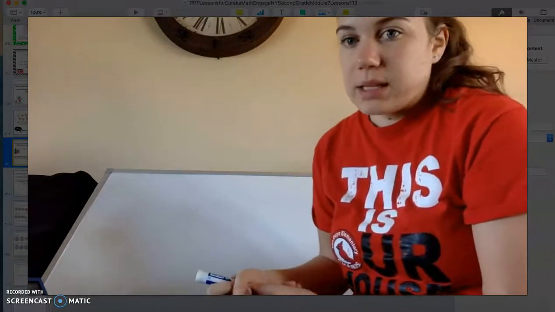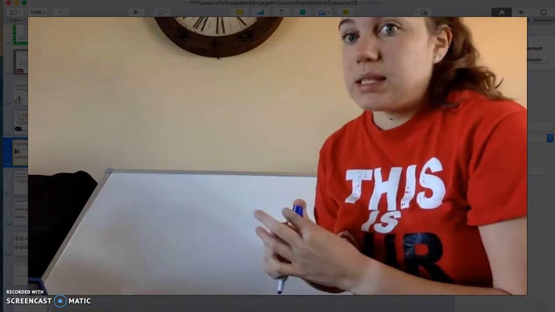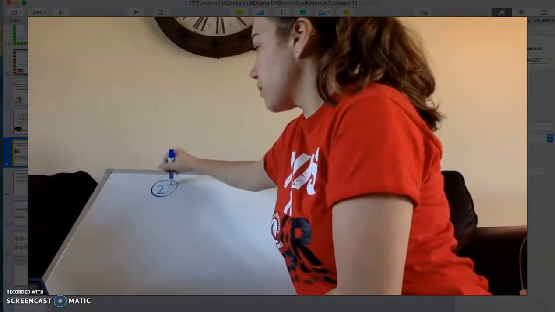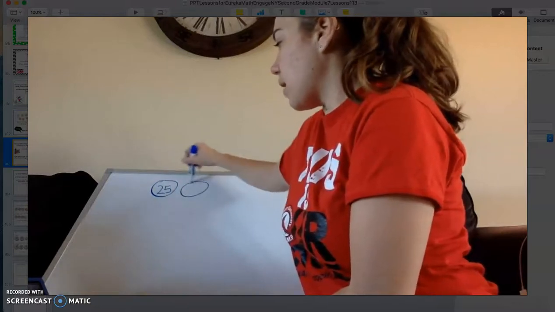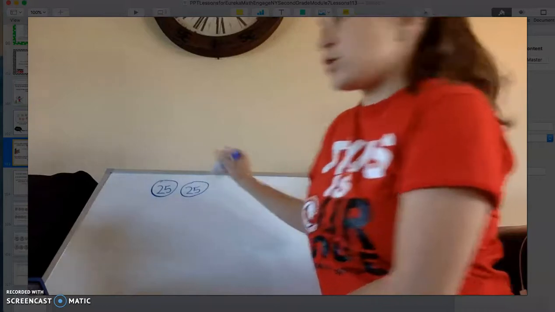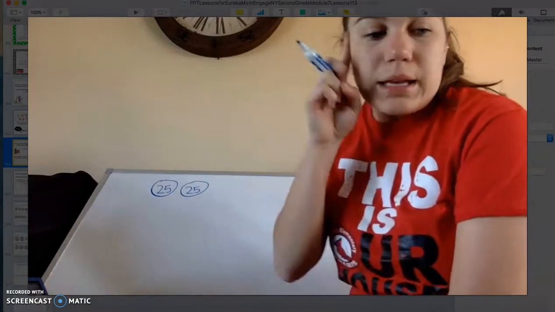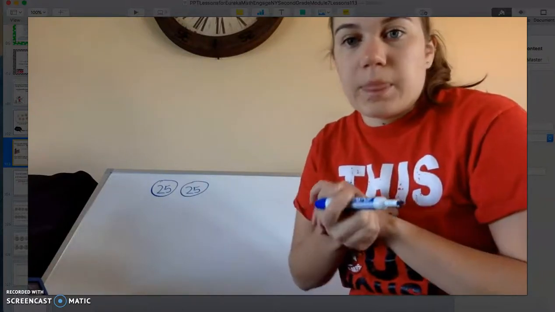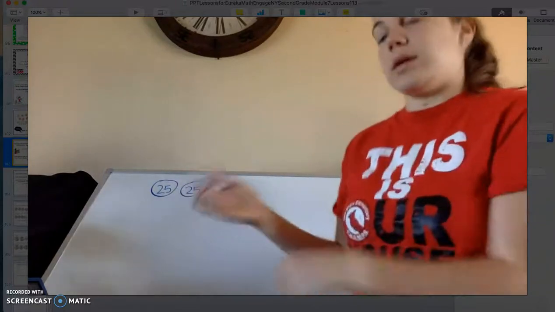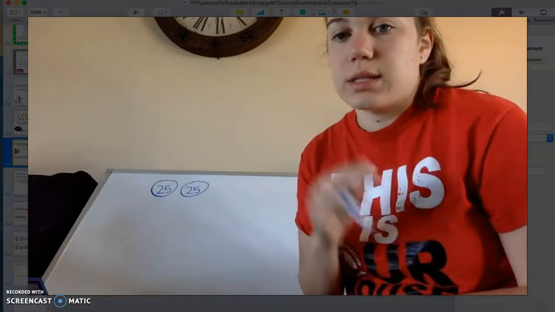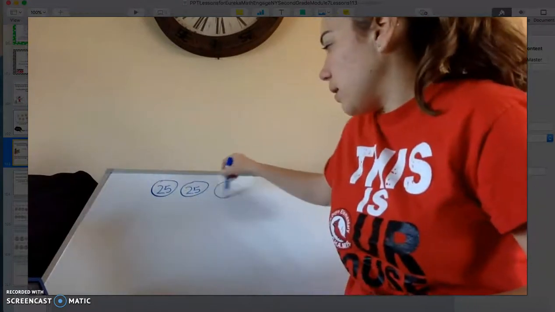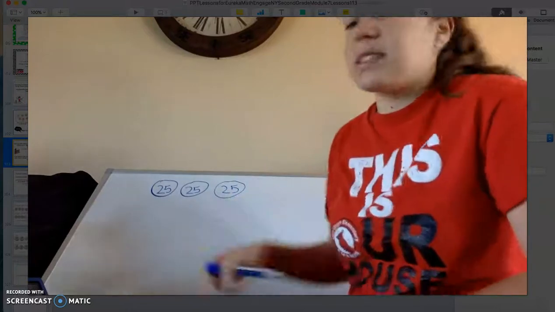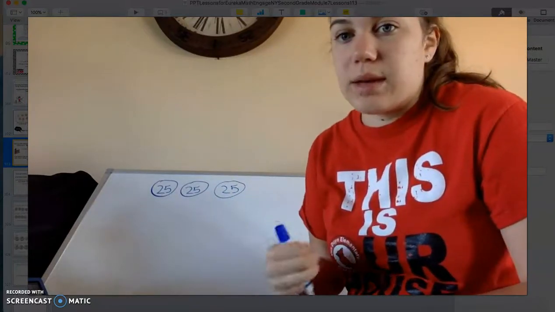I'm going to start with my biggest coins because I think that will be my easiest way to solve it. So we have 25 and another 25. When we add those 2 together, I know that 25 and 25 together is 50, because I know if I'm counting by coins, two quarters together is 50 cents. So I'm going to add another 25 because I'm not at 83 yet. So I have 75 because 3 quarters equals 75 cents.